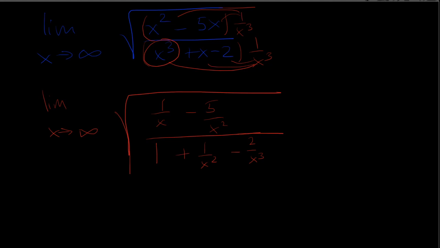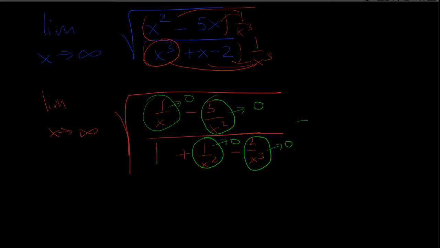We see that 1 over x goes to 0. 5 over x squared also goes to 0. 1 over x squared goes to 0. And 2 over x cubed goes to 0. So this is just the square root of 0 over 1. And our limit is just 0.